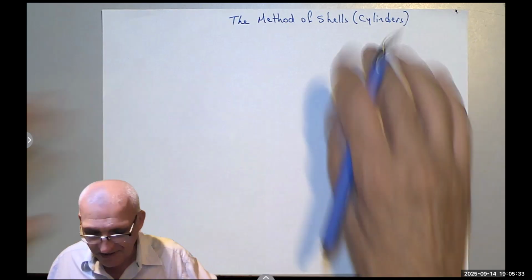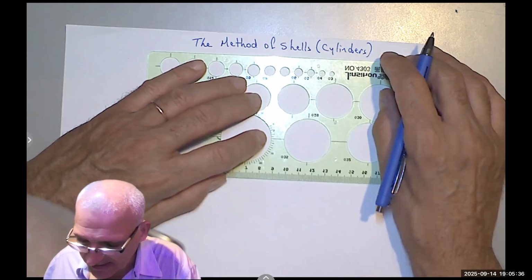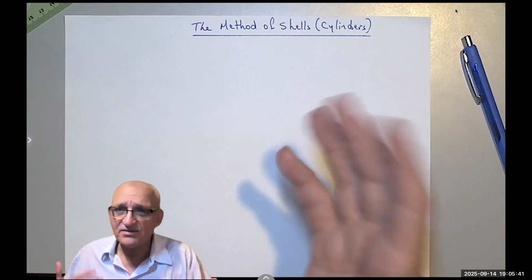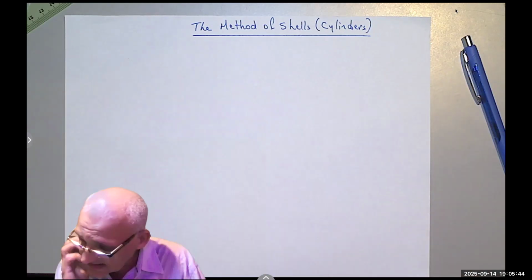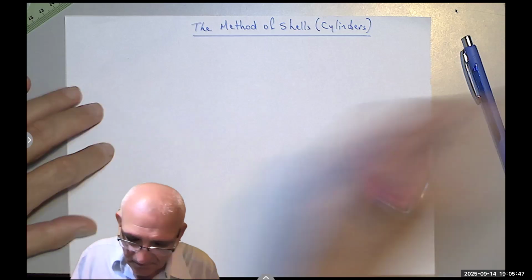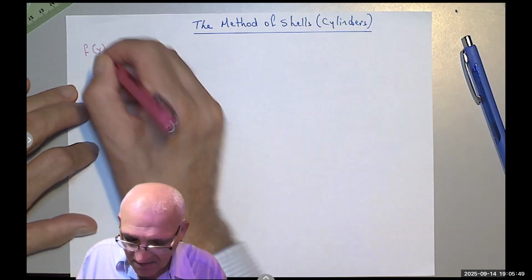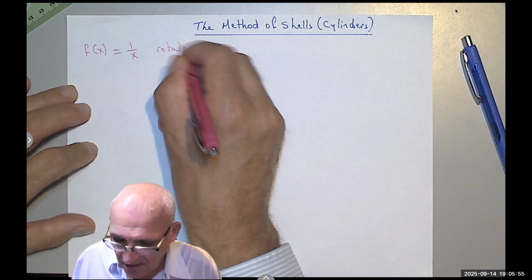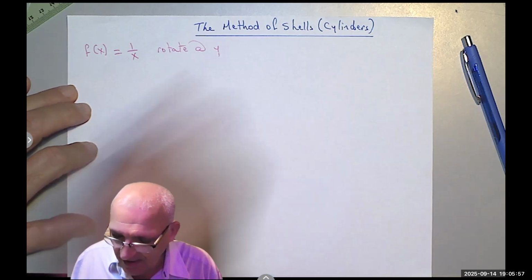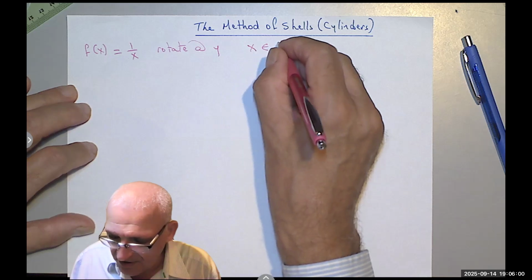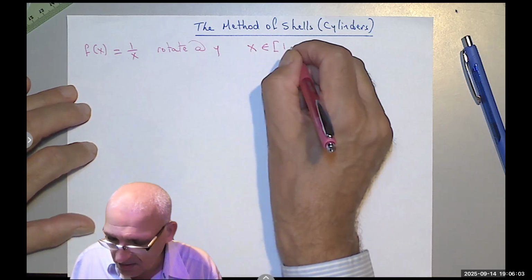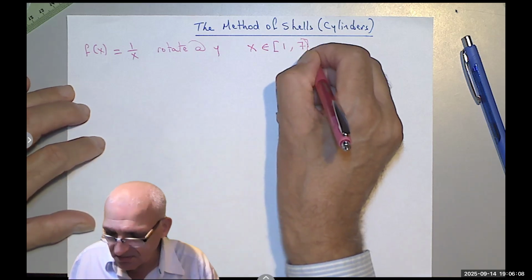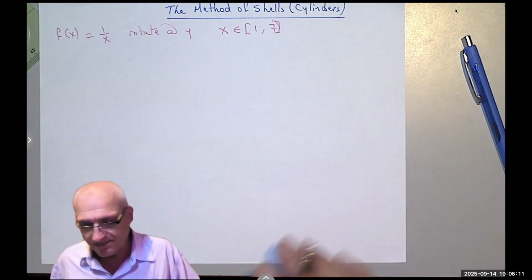As usual, it might be easy to illustrate this through a couple of examples. Maybe one time we are going to take a function and rotate it about the x, another about the y. So let's see how we do that. Suppose I have f of x equals 1 over x. I want to rotate it about the y, and my x value is between 1 and, whatever, 7. It's really not that important, any two numbers.